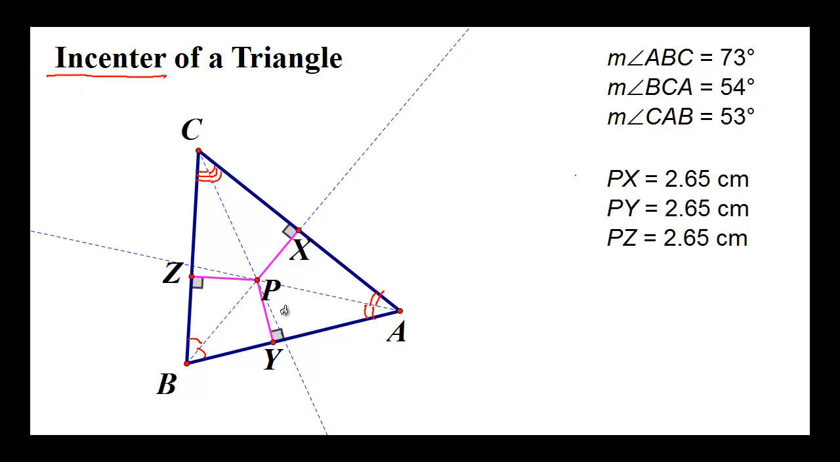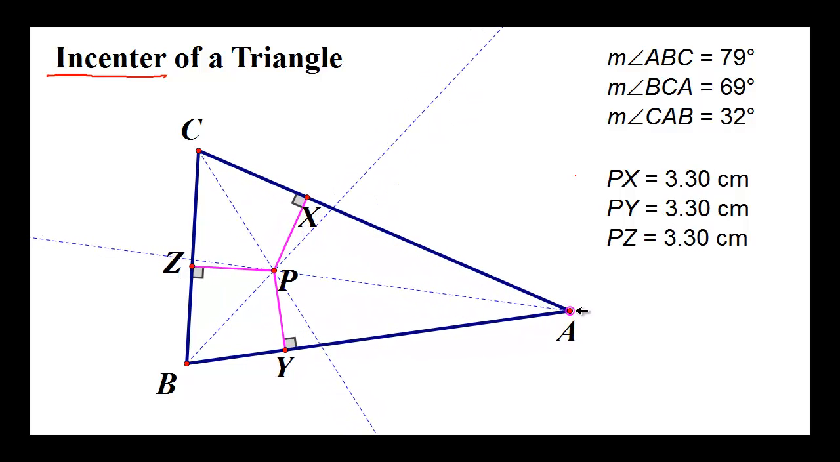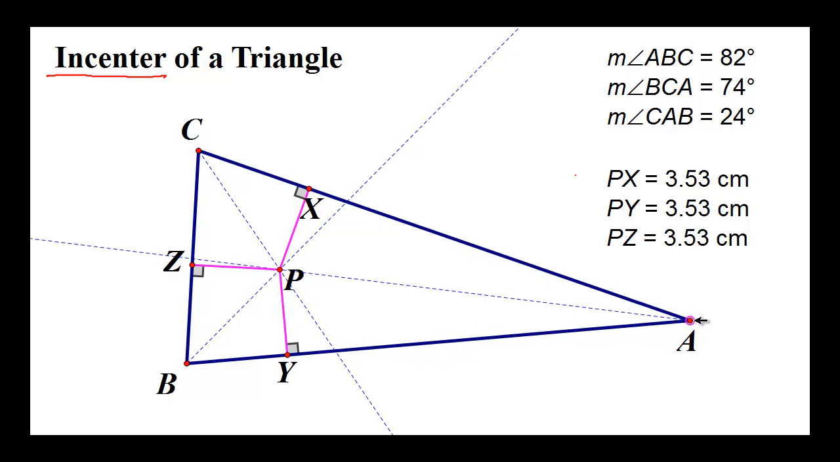Now hopefully as these were popping up on the screen, you noticed that their measurements were also popping up here. So from P to X, P to Y, and P to Z, they're all 2.65 centimeters. As I change this triangle, no matter how I change it, you notice that the angle bisector is still there. Angle bisector, and they still intersect in the same point, point P, the incenter, and that point is the same distance from each side, measured perpendicularly, all the way around.